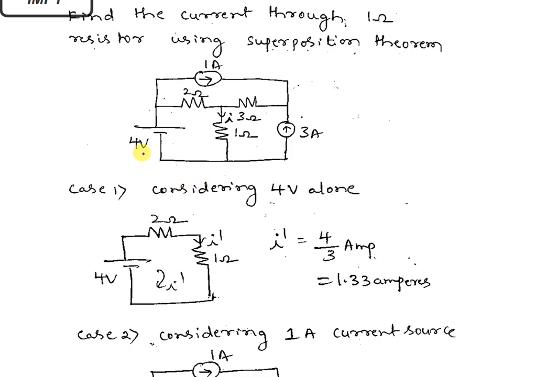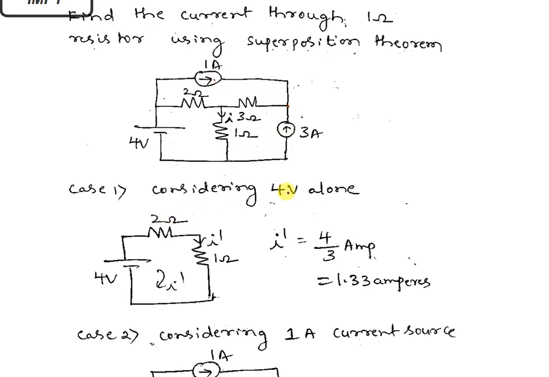Here we consider 4 volts acting alone. Please remember, here this 1 amp is open circuited, so nothing is written here. It is fully open circuited, and this 3 amp is also a current source, so it is open circuited. So this 3 ohm now becomes a dummy because its other end is not connected, since this is also open, this is also open.